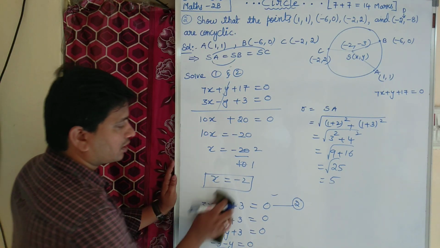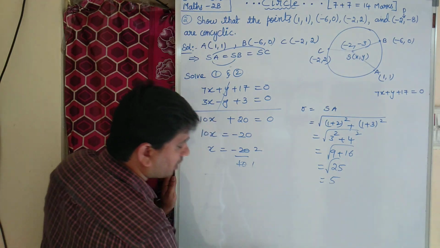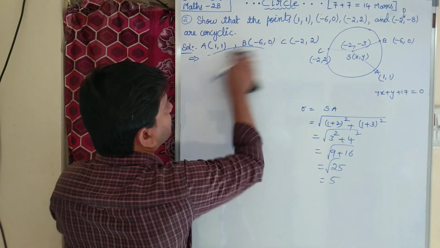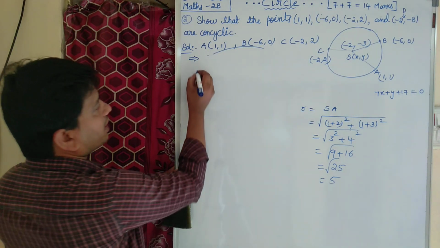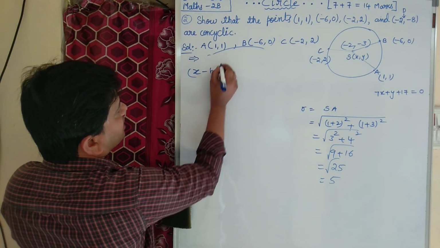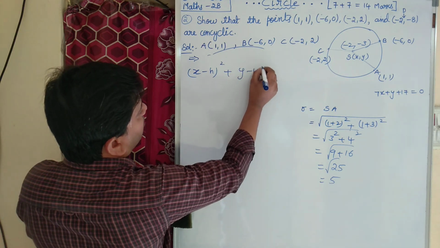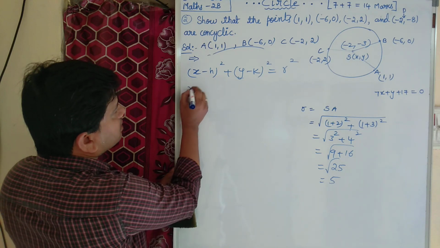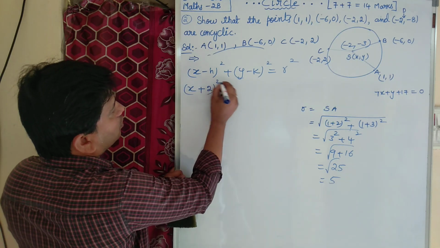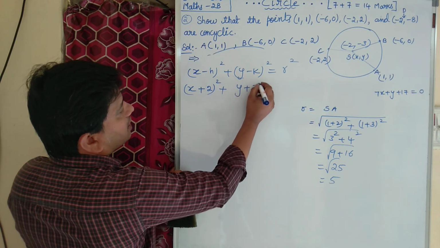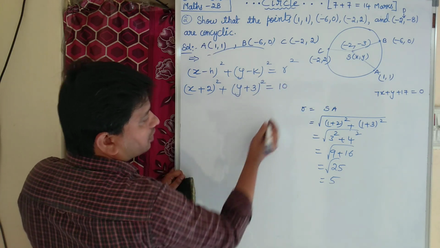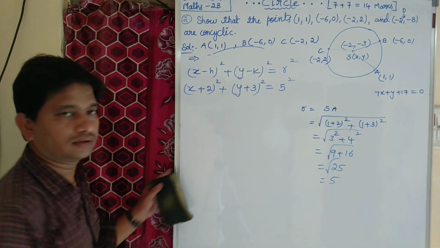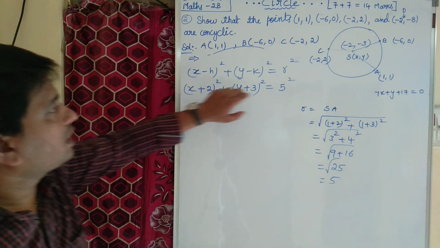So children, for a circle with center (h, k) and radius r, what is the formula for the equation of the circle? It is (x minus h) whole square plus (y minus k) whole square equal to r square. So (x minus (minus 2)) whole square plus (y minus (minus 3)) whole square equal to r square. What is the r value? R value is 5, I mean 5 square. Children, what is the h value?